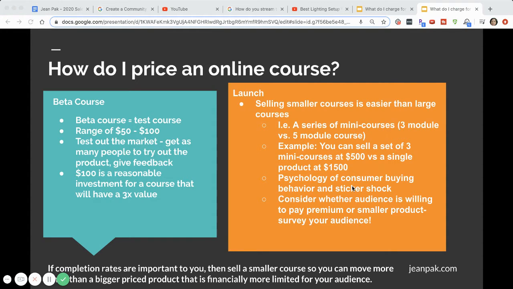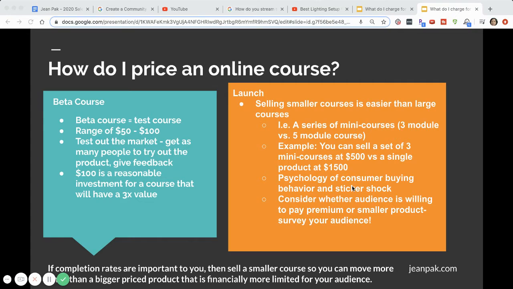If you're talking about a beta course, my suggestion is to target this at a range of $50 to $100. Now, why do I say $50 to $100? Because your goal is just to get this product out to as many people as possible. The more people that buy it at an early stage, the more it sets you up for a bigger launch.